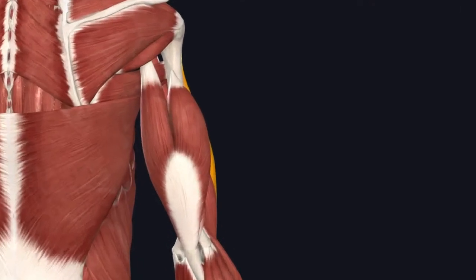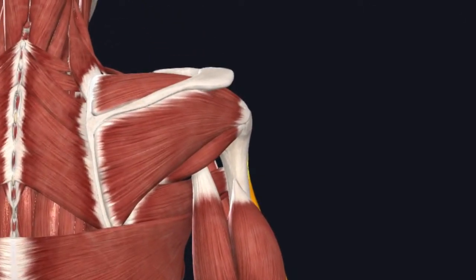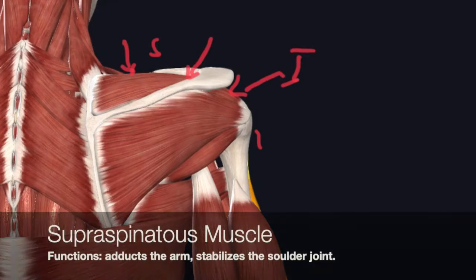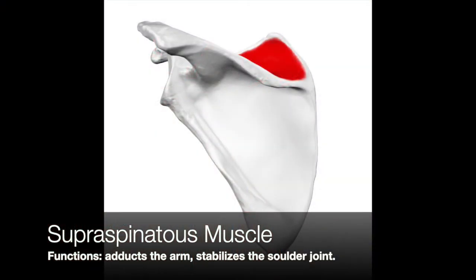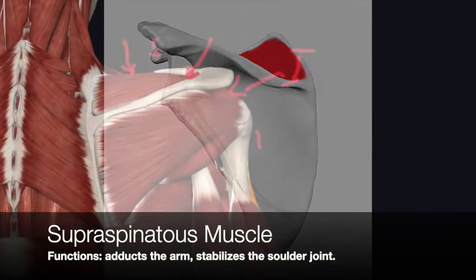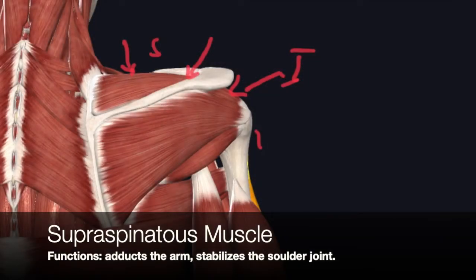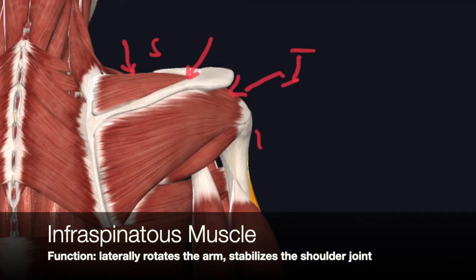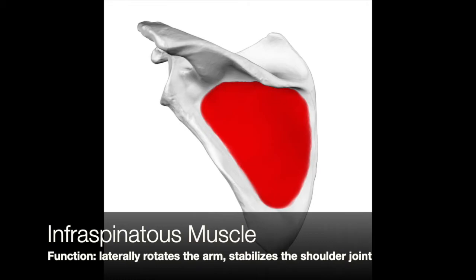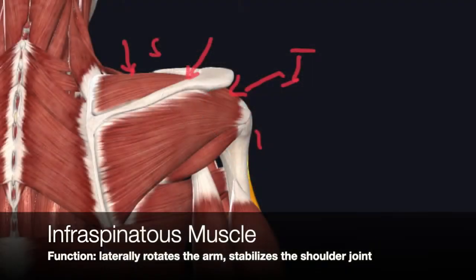Your supraspinatus muscle. So, a review. This is your spine, which separates your supraspinatus muscle here, and here is your infraspinatus muscle. Your supraspinatus muscle originates from the supraspinous fossa of the scapula and inserts into the greater tuberosity of the humerus. It abducts the arm and stabilizes the shoulder joint. Next is your infraspinatus muscle. It originates from the infraspinous fossa of the scapula and inserts into the greater tuberosity of your humerus. It laterally rotates the arm and is a stabilizer of the shoulder joint.